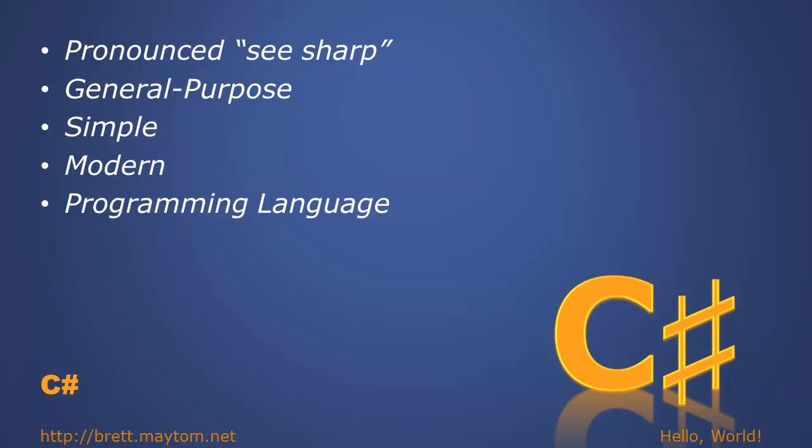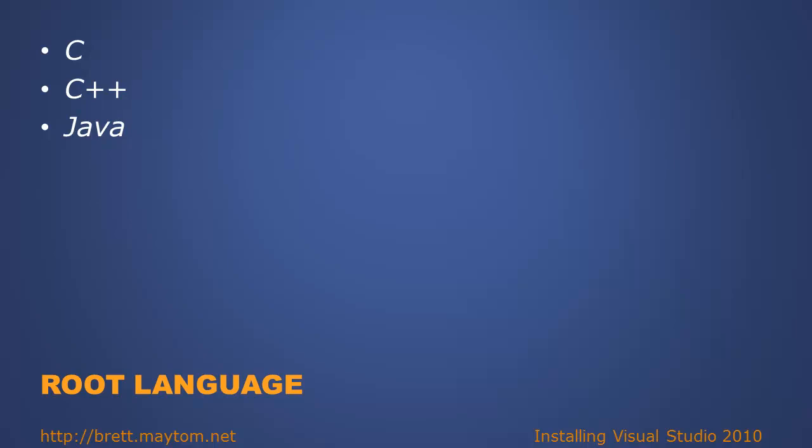C# gets its name from the sharp musical symbol. Unfortunately, the sharp symbol is hard to type and the hash key is used instead. Some cultures call it the pound sign or the number symbol. Basically, C# is a simple, general-purpose and modern programming language. The C# syntax is somewhat similar to C, C++, and Java.